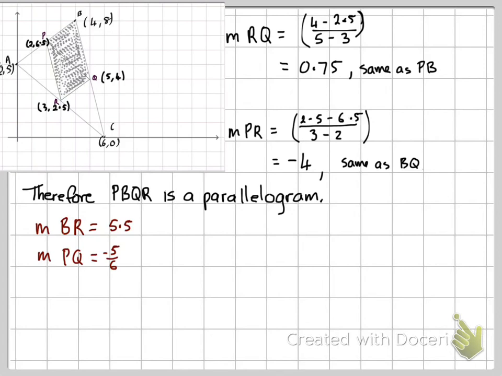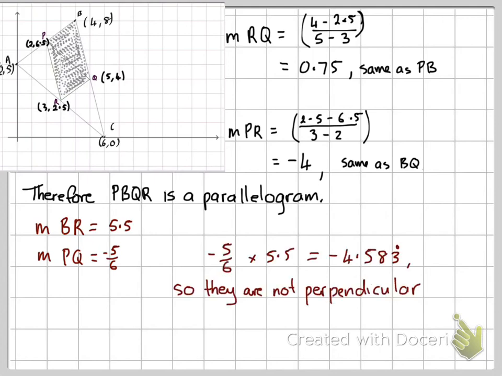And you've got the gradients of the other two, BR and PQ. Yeah, these are the diagonals, so we're checking the diagonals. Do they multiply to negative 1? No, they don't, so therefore they are not perpendicular. And there we've finished and investigated that parallelogram.